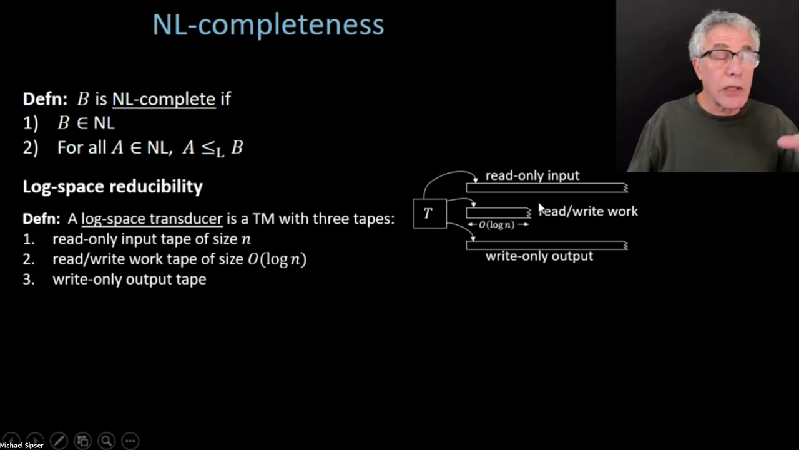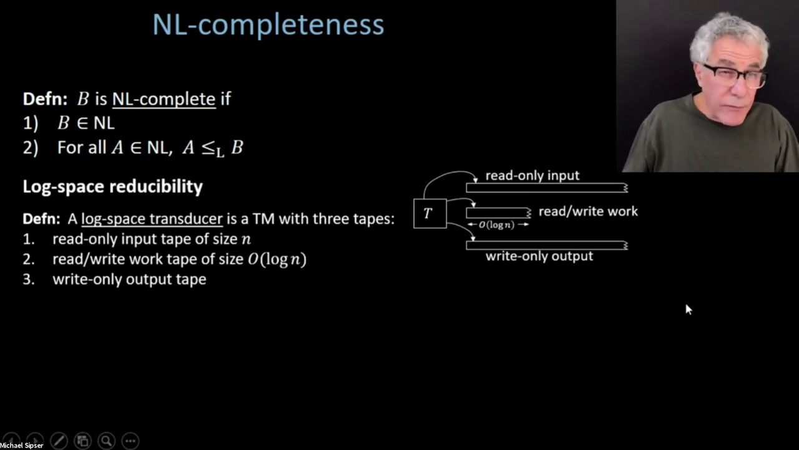The traditional name of this is a log space transducer. It converts inputs to outputs, but uses only log space for its working memory. The input tape stores n symbols. The work tape stores order log n symbols, and then we have the output tape. There's going to be a check-in coming to ask you how big the output could be, but we'll save that for the end. You can mull that over if you want to think ahead.